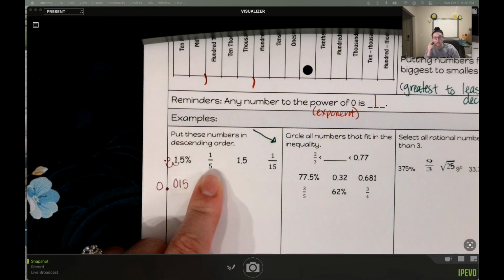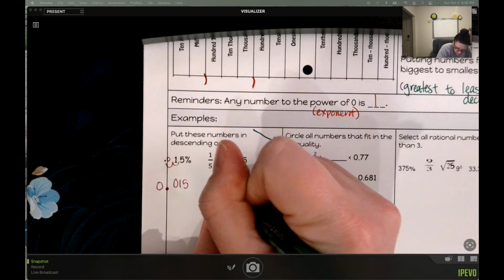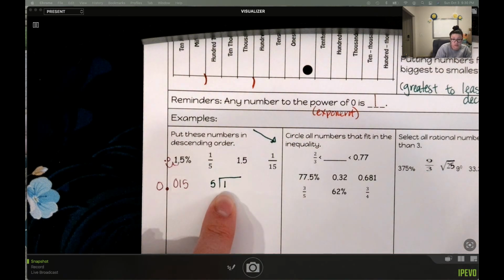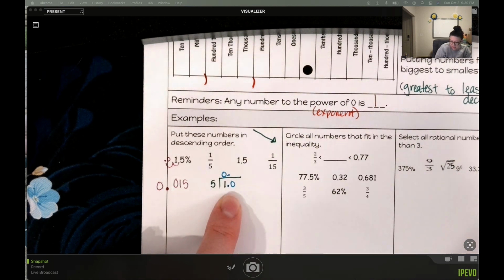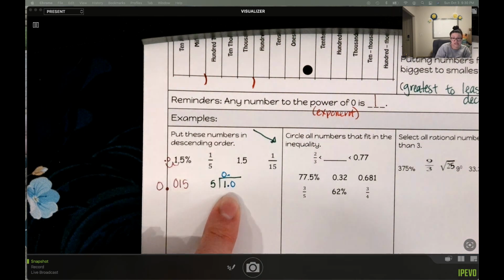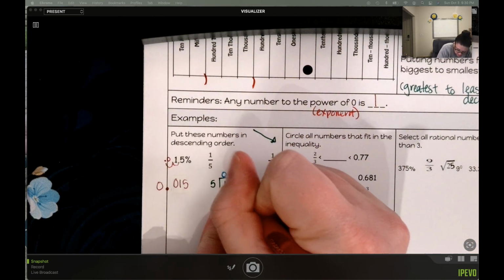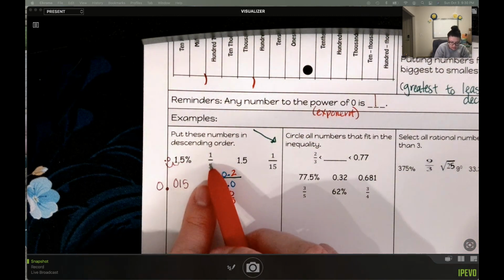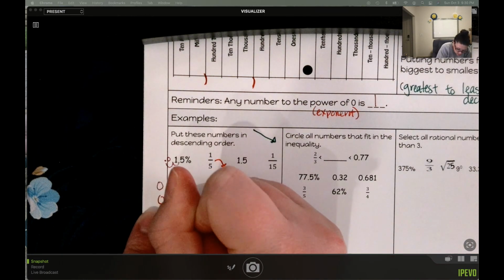Now we have 1/5. What did we do to turn our fractions into decimals again? Divide. Top dog gets the house. 1's on the inside, 5's on the outside. Does 5 go into 1? No. Does 5 go into 10? How many times? 2 times. 2 times 5 is 10. Boom. So 1/5 is really equal to 0.2.